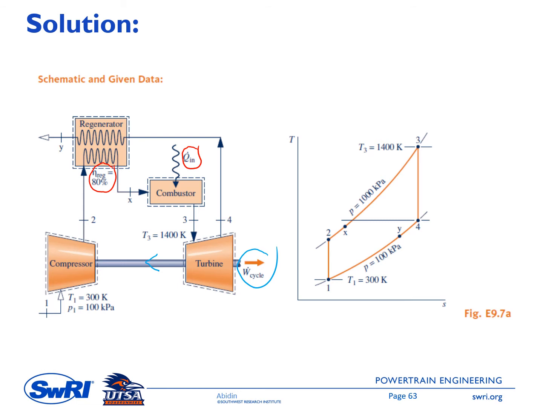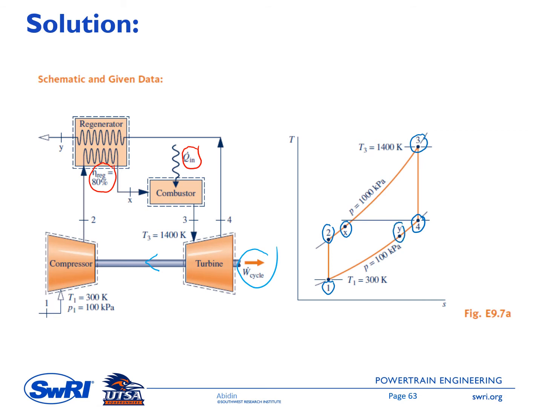And then on the right side is the T-S diagram. State 1 is at the compressor inlet, and then at the compressor exit we have state 2. Due to the heat transfer inside the regenerator, state 2 changes to state X, and then entering the combustor, because of the Q in, state X changes to state 3. Entering the turbine, there will be an expansion, a pressure drop and temperature drop, to state 4, and then entering the regenerator, the temperature drops from state 4 to state Y here.